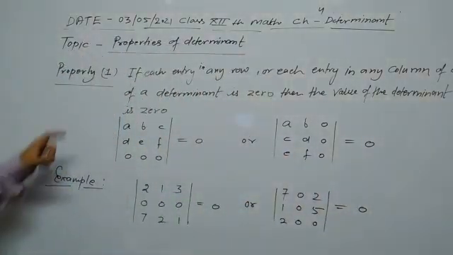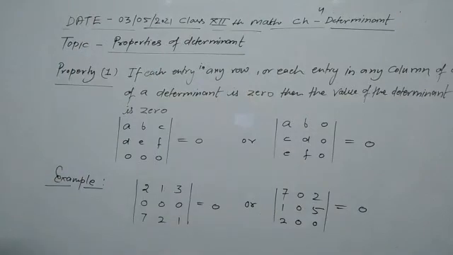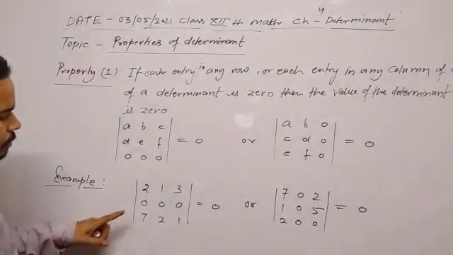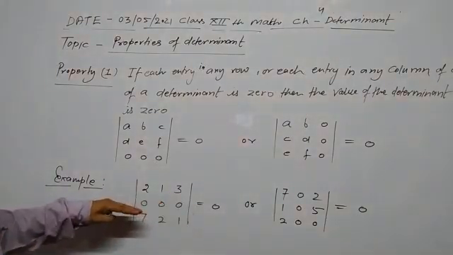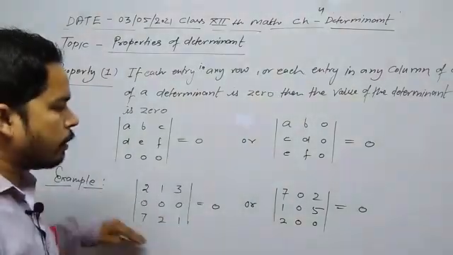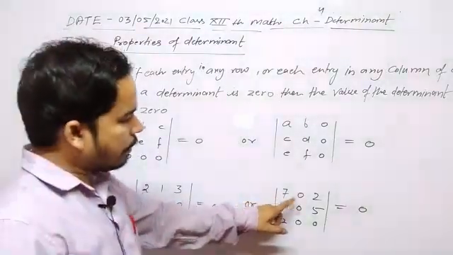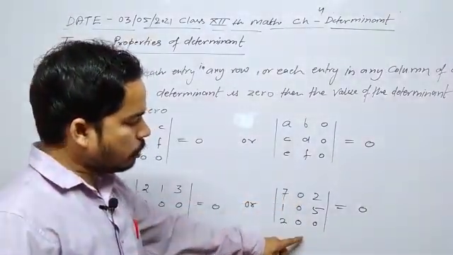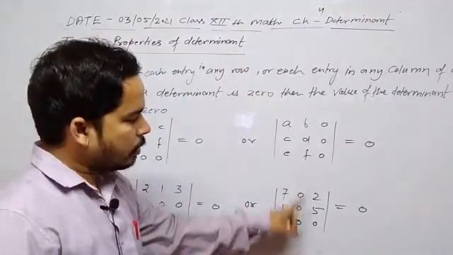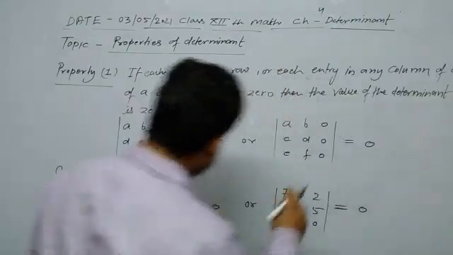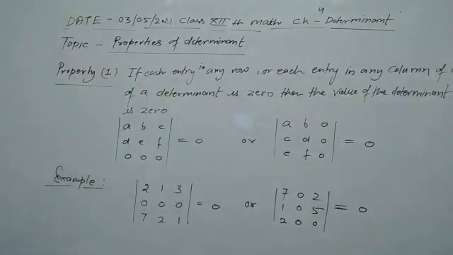See the example related to this property. 2, 1, 3, 0, 0, 0, 7, 2, 1 means R2 is 0, so its value will be equal to 0. For a column example, 7, 0, 2, 1, 0, 5, 2, 0, 0: in this determinant column 2 is 0, so its determinant will be equal to 0.